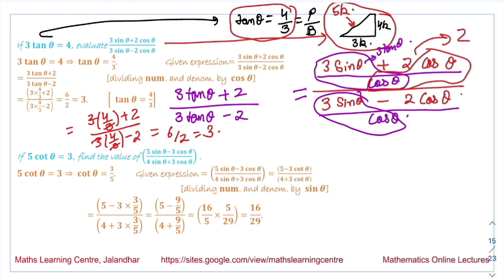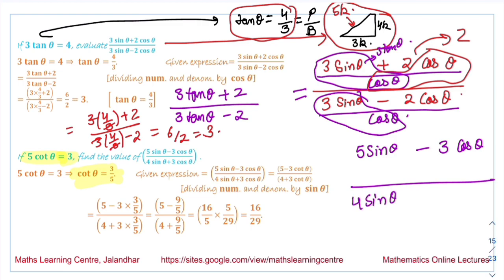Similarly, in this next question, the value of 5 cot theta is equal to 3 is given. It means cot theta is equal to 3 by 5. Now if we divide in this term, what we have is 5 sin theta minus 3 cos theta over 4 sin theta plus 3 cos theta.